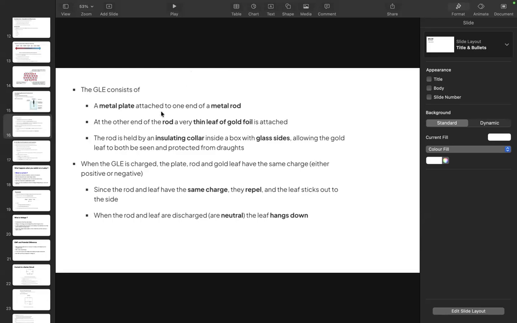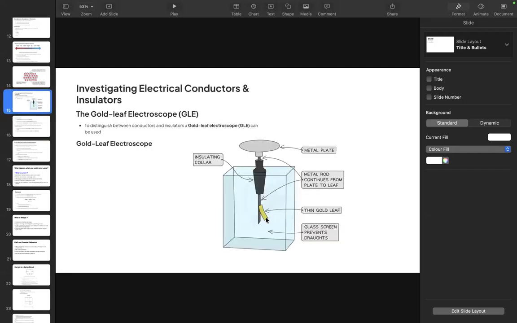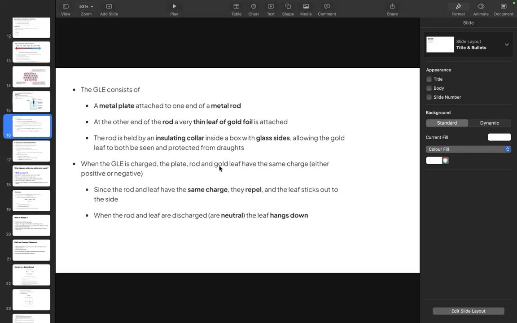Let's quickly discuss this. I'm pretty sure you know that gold is basically a conductor, right? Gold will conduct. So if you have noted this down, look what we have over here is this gold leaf. When we charge the plate at the top of this gold leaf electroscope, if the rod and the leaf have the same charge, they will repel. And when the rod is discharged, the leaf will hang down.